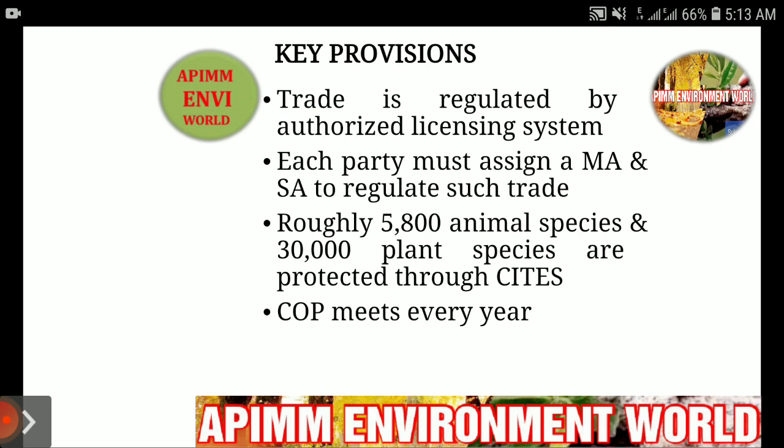And every country or every party should assign a managing authority and a scientific authority to regulate such trade. This is another important provision. And it was estimated that around 5,800 animal species and 30,000 plant species are protected through this convention. This is an estimate that almost 5,800 species of animals and 30,000 species of plants must be protected through this convention. This is an important provision of this convention.